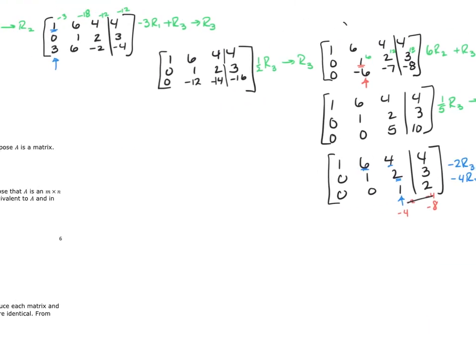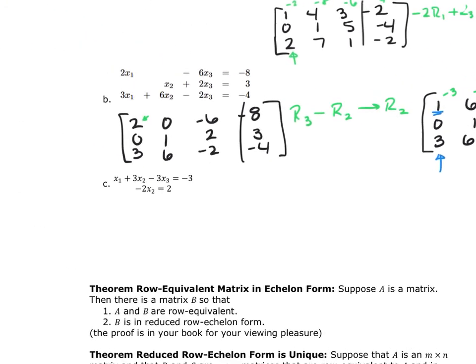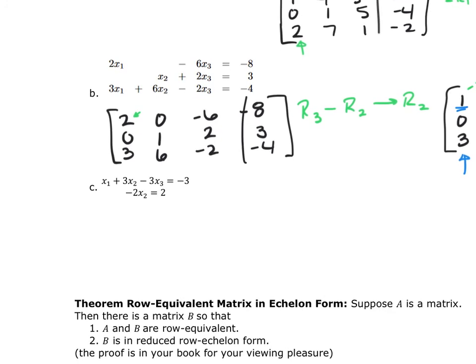Okay, let's go back to my last example here. That was a long one. Now on this one, when I put this into a matrix, I have 1, 3, -3, and -3. I have 0, -2, 0, and 2. The problem is I have three unknowns, and I only have 2 equations.